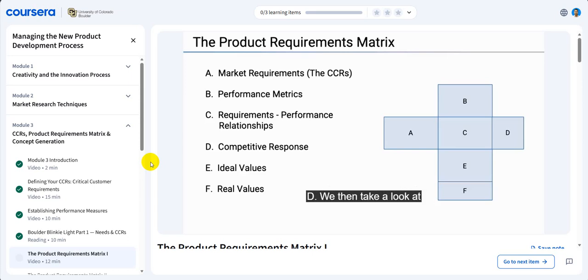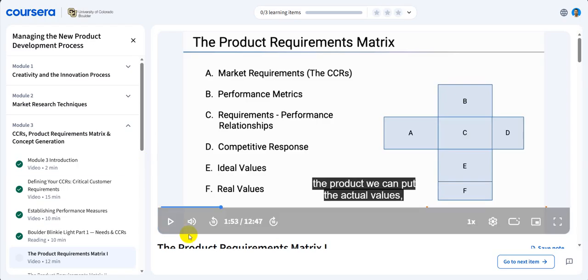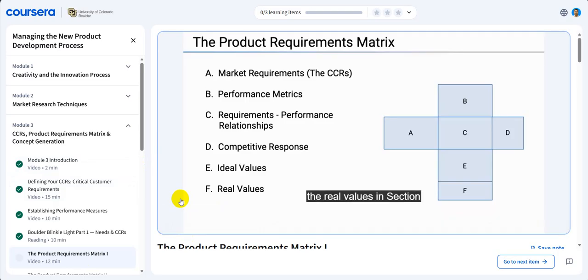We do a competitive analysis to see how the competition is doing on the CCRs, and we highlight that in section D. We then take a look at getting specific about what are the values from a functional standpoint our product needs to be successful. We'll put the ideal values in section E. Product, we can put the actual values, the real values, in section F. But you'll see how all this ties together shortly.